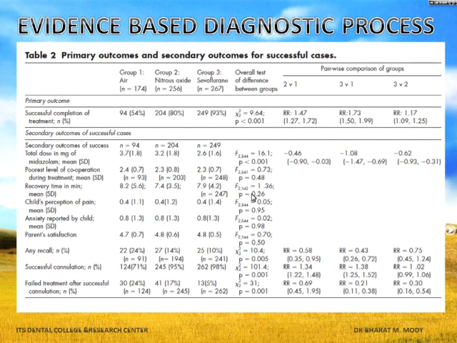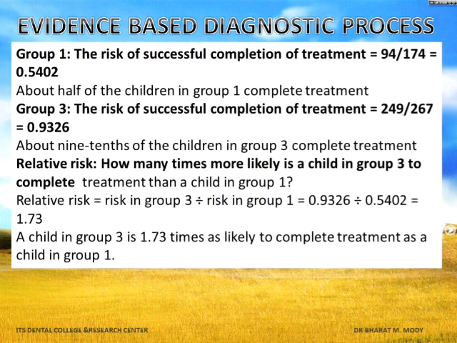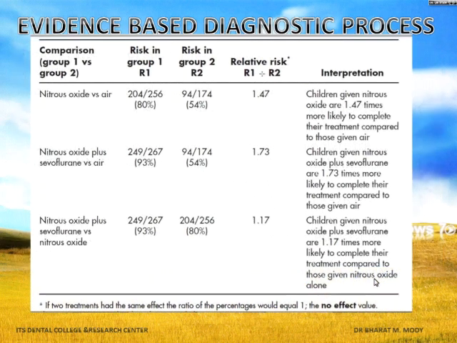Secondary outcomes also were evaluated. The perception of the children was also taken into consideration, and for the standard unit we found that 0.54, that means half the children in group 1 completed the treatment. About 9/10, or 90%, of the children completed the treatment when given sevoflurane and nitrous oxide.